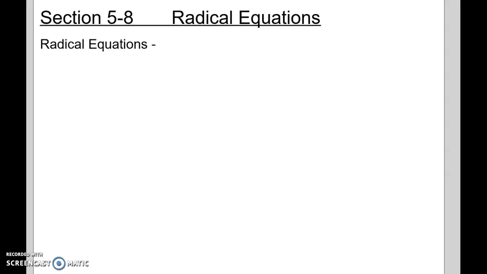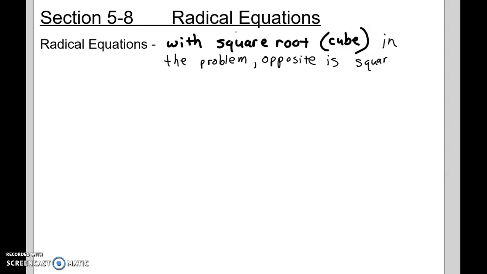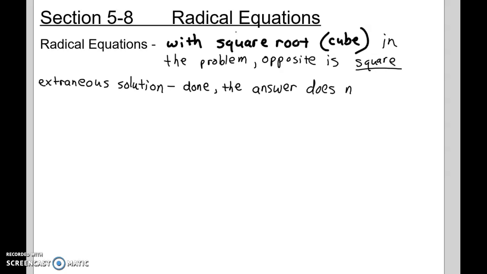Guys, so let's talk about radical equations, section 5.8. A radical equation is any equation with a square root or cube root or any root in the problem. We have to use the opposite rule because it's an equation, and the opposite of square rooting it is squaring it. We also have things called extraneous solutions, and that's when you're all done and the answer, when you check it back in, doesn't work.